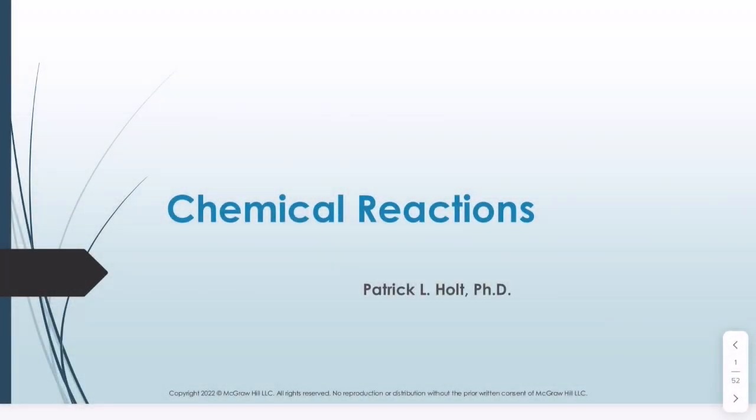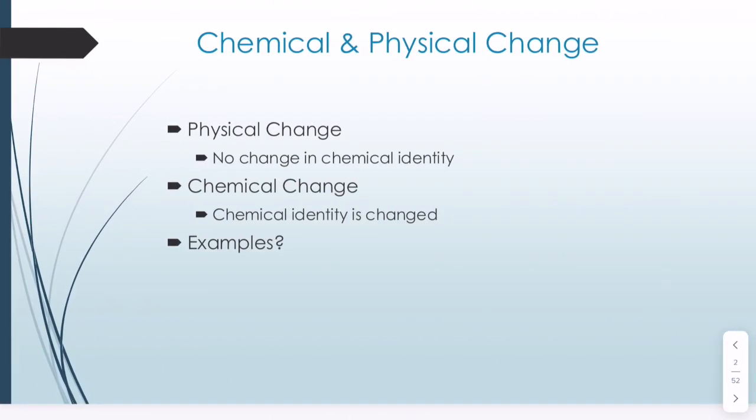Hey folks, in this video we're going to start our exploration of chemical reactions. First thing we need to do is understand the distinction between physical change and chemical change. Physical change is a process where the identity of the substance actually doesn't change. And this will include things like boiling points and melting points. We'll talk about that again in a few minutes. Chemical change, on the other hand, involves a change in the identity of the substance.